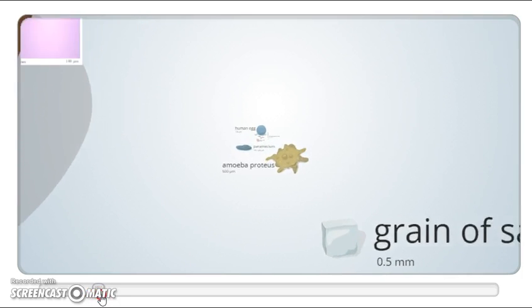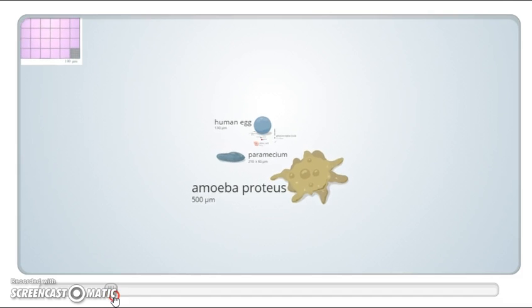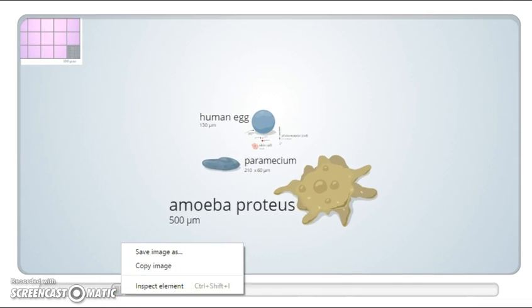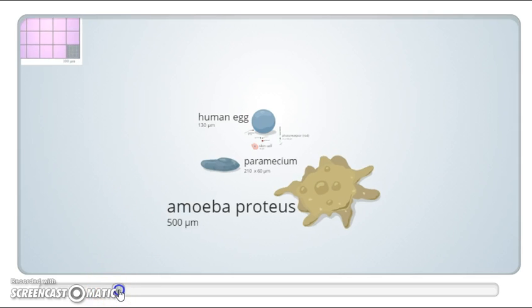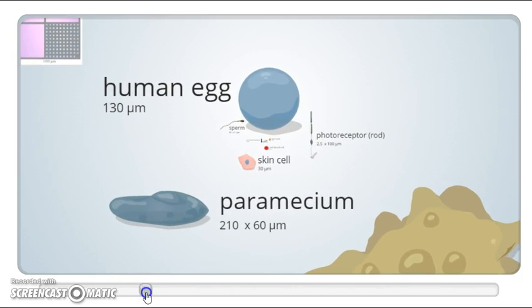But then we go in even further, and an Amoeba proteus is a eukaryote, and it is 500 micrometers. That's our first eukaryote that we're going to see. And then we go in a little further and we see a paramecium, and that's another eukaryote. And then we see a human egg, which is another eukaryote. And we start seeing how big and small these different actual cells are and the general size of these cells.